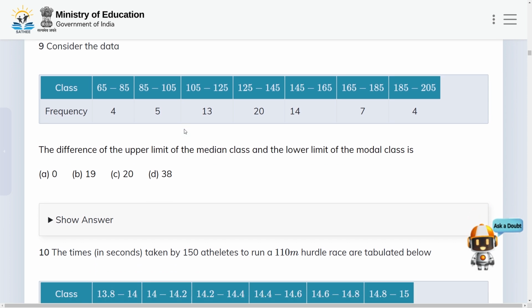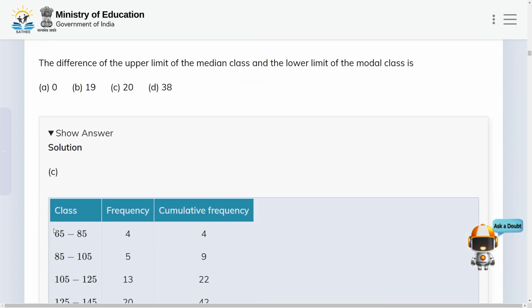In the next problem, we consider this data, and we need to find the difference of the upper limit of the median class and the lower limit of the modal class. So let us see the answer.